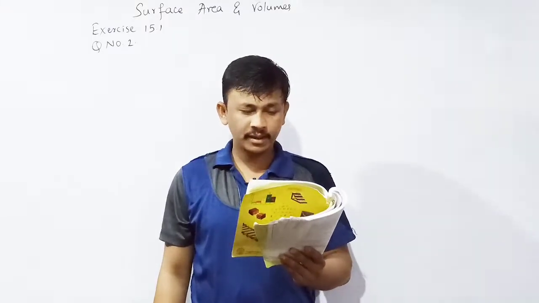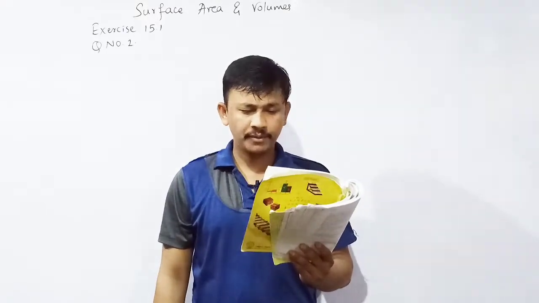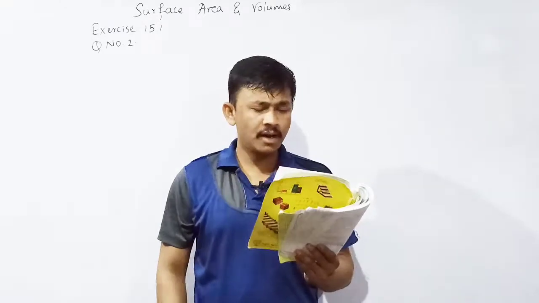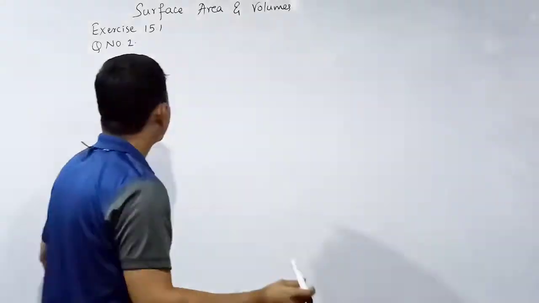Exercise 15.1, unless stated otherwise take pi value 22/7. Question number 1: two cubes each of volume 64 centimeter cube are joined end to end. Find the surface area of the resulting cuboid.